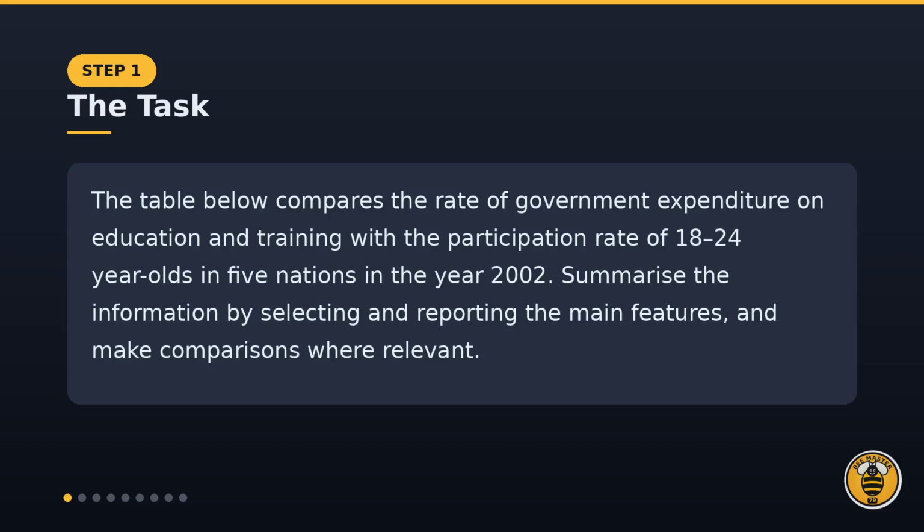Here is the question. The table compares 5 nations in the year 2002. For each country we are given the rate of government expenditure on education and training and the participation rate of 18 to 24-year-olds. Our job is to select the main features and make comparisons where relevant.